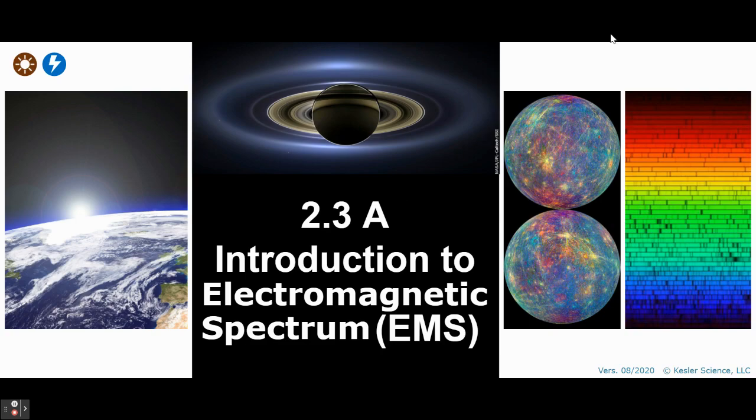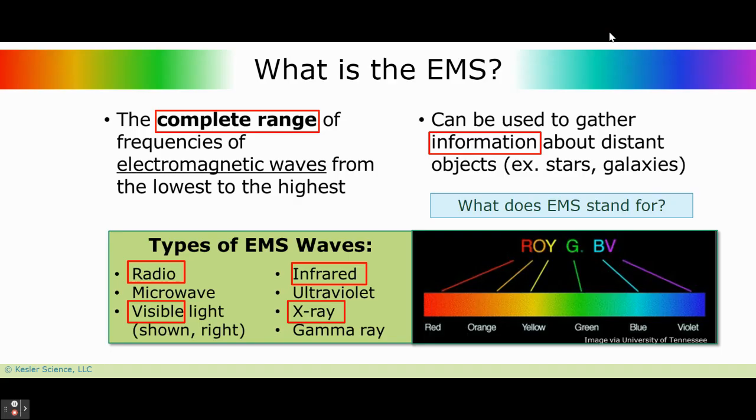All right, make sure you have your notes. So what is the EMS? It is the complete range of frequencies of electromagnetic waves from lowest to highest. So frequency from the lowest frequency to the highest frequency. It can be used to gather information about distant objects, for example, stars and galaxies.